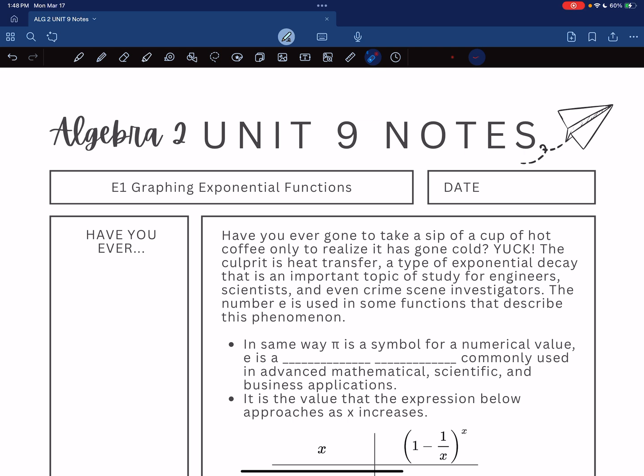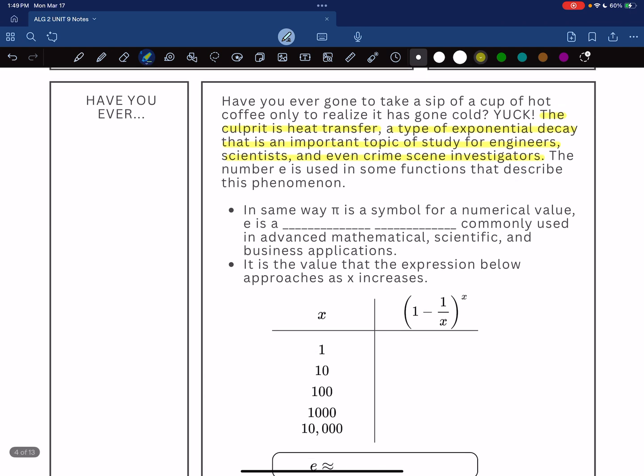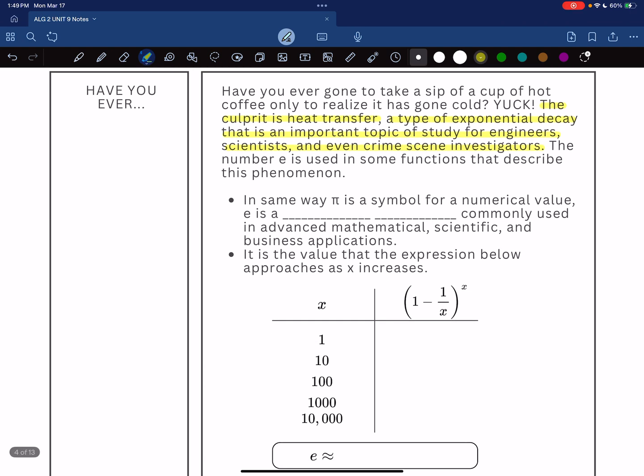Now, the reason that this happens, the culprit behind this travesty is called heat transfer. And it is a type of exponential decay that is an important topic of study for engineers, scientists, and even crime scene investigators. And the number E is used in some functions that describe this phenomenon. Now, what exactly is E? Well, that's what we're going to be looking at in this video.